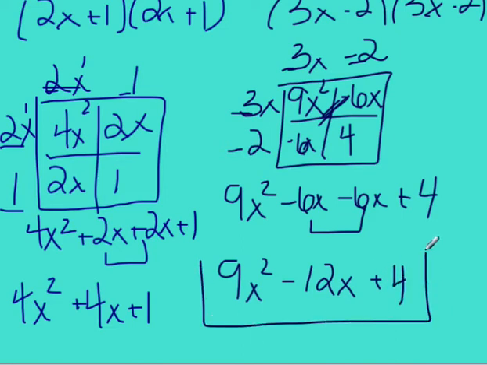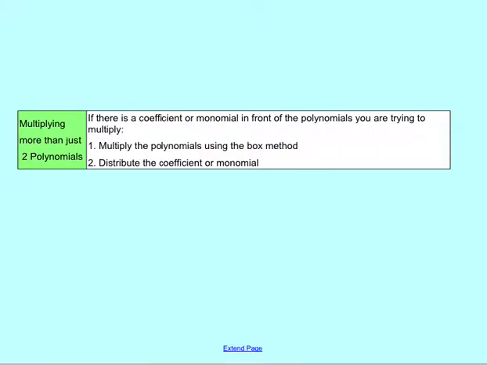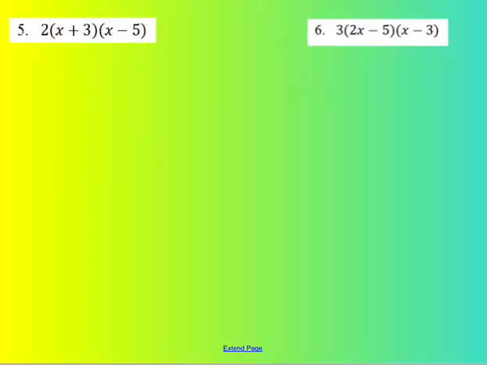So again, this right here is my final answer. Let's take a look at what we're moving on to next. If there's a coefficient or a monomial in front of our parentheses, then we're trying to multiply. What you need to do is multiply the binomials using the box method, and then distribute that in. So let's go ahead and take a look at some of these problems.